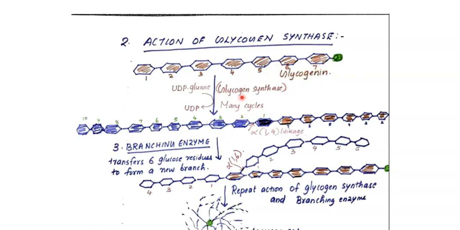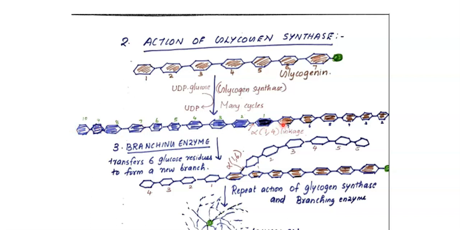Then by the action of glycogen synthase, the active form UDP glucose is attached and the removal of UDP occurs, and many cycles occur. So many UDPG are added and UDP removed, and glucose gets attached. By which linkage? Alpha-1,4 linkage, because a straight chain is formed. There is no branching, only a straight chain is involved. So the linkage is known as alpha-1,4 linkage. Okay, then up to 10 glucose units are added to this glycogenin.